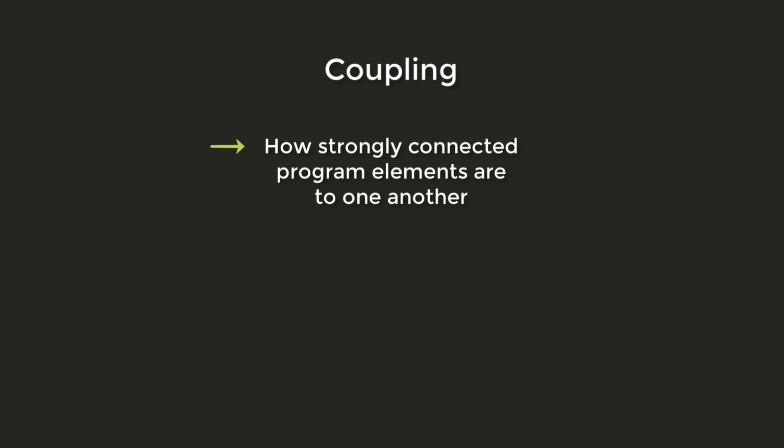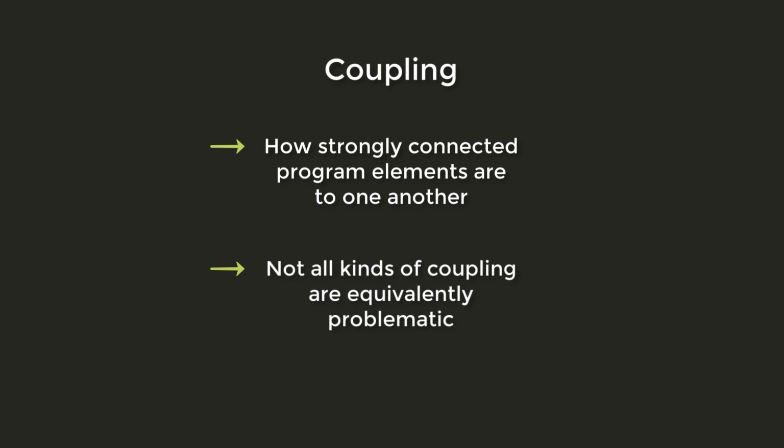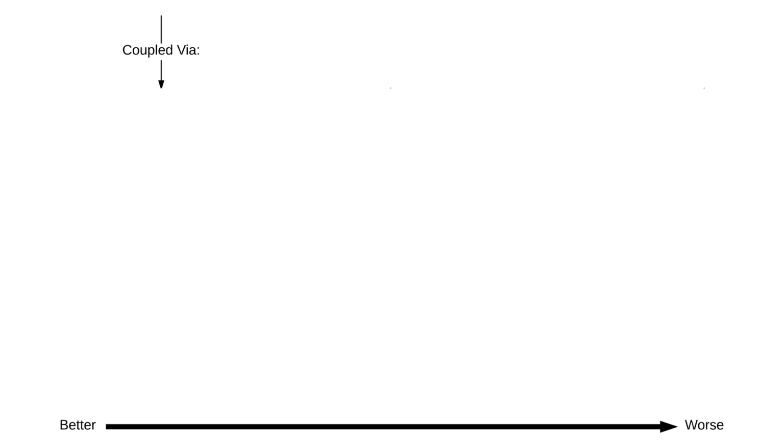As I just mentioned, coupling captures how strongly connected program elements are to one another. At the same time, not all kinds of coupling are equivalently problematic for software evolution. In this screencast, we will look at some concrete examples of coupling to help you reason about the coupling within your designs. Since these are small concrete examples, we'll be talking about coupling between classes and methods rather than components or modules. The way that we're going to reason about coupling is in terms of a flowchart.